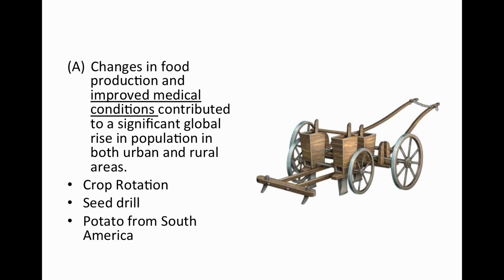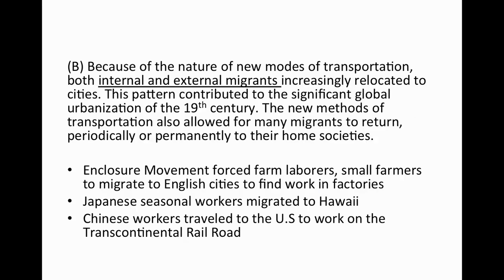So as populations grow, people are going to move, right? Whether it's to find a place that's not as populated, or when you see populations grow, there's going to be perhaps competition for work. So that's subconcept B. Because of the nature of new modes of transportation, both internal and external migrants relocated to cities. So as populations grow, so does immigration. This pattern contributed to the significant global urbanization of the 19th century. The new methods of transportation also allowed for many migrants to return periodically or permanently to their home society.